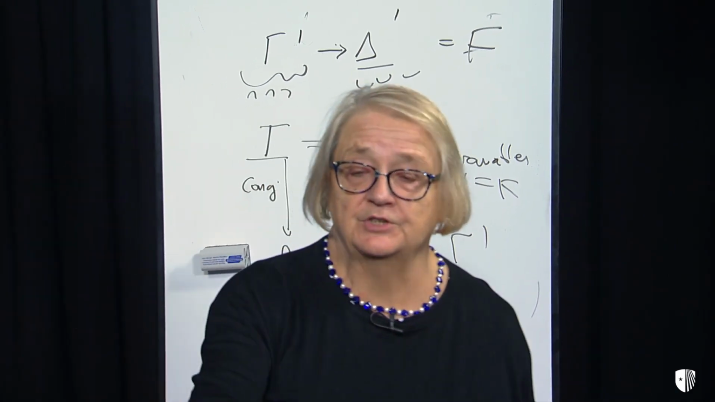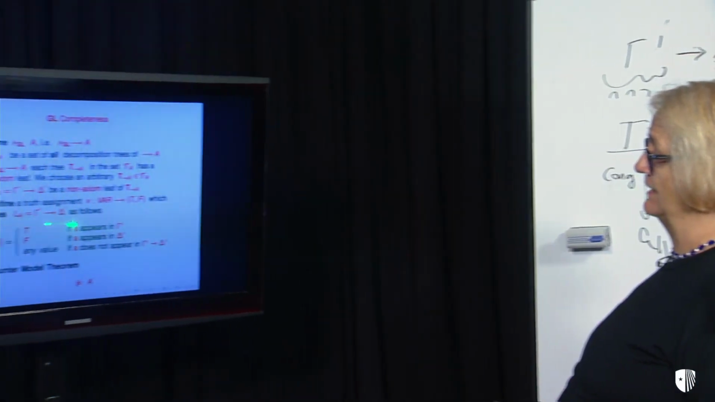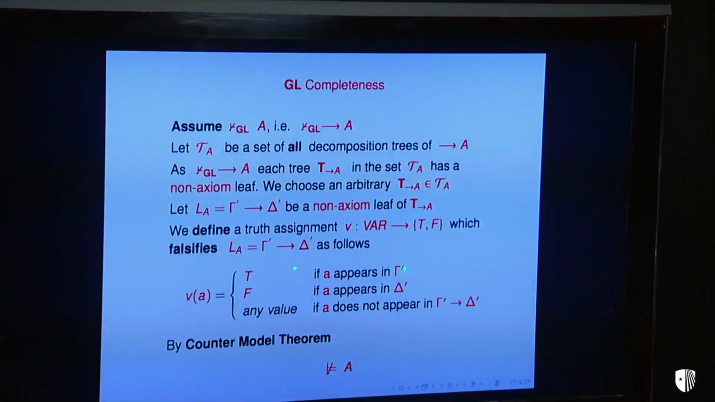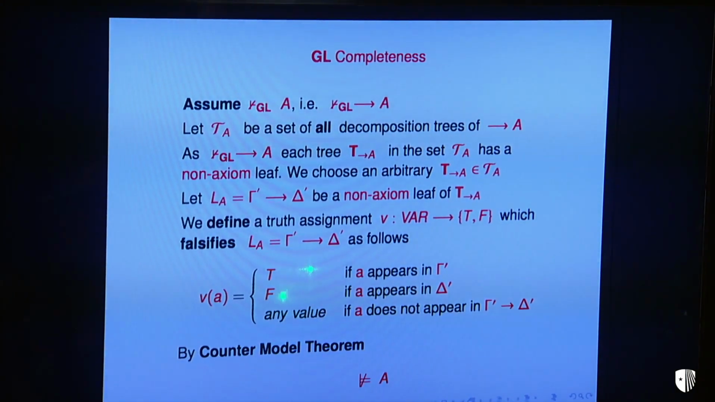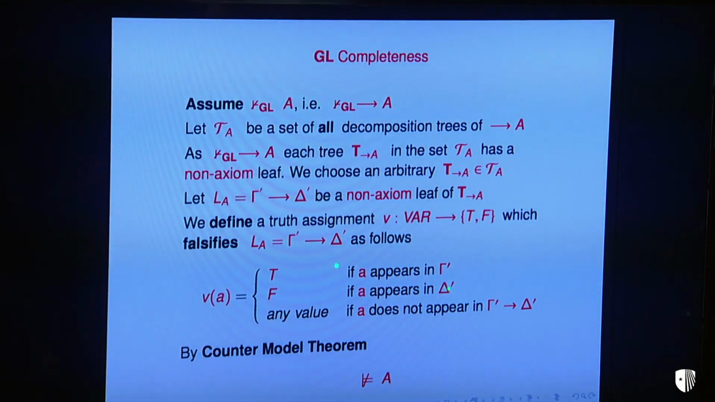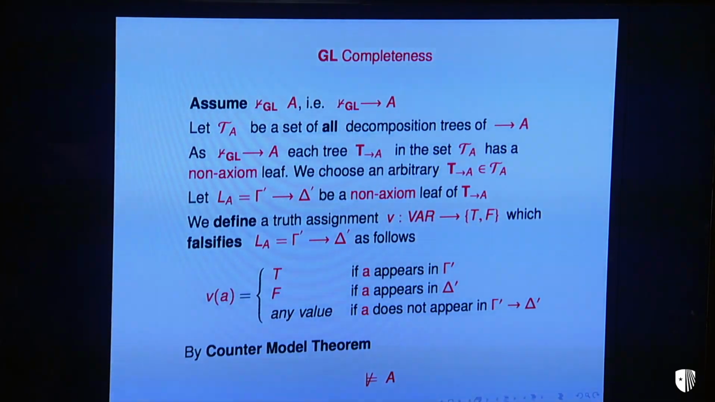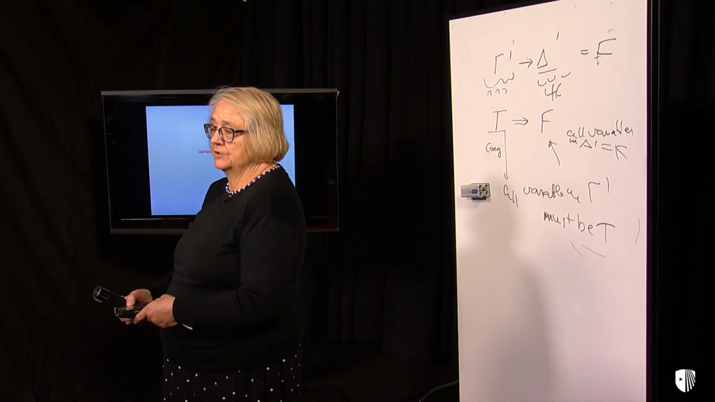And that's what is in general. You falsify this: if A appears on the left side, all variables here are set to be true, and false if A appears on the right side. And then by the countermodel theorem, we prove the completeness. So it's a little bit more work, but it is not hard.